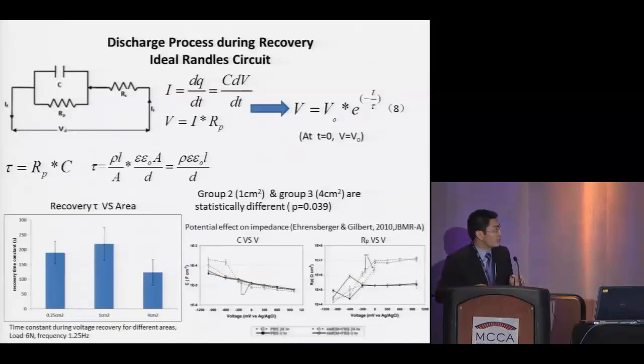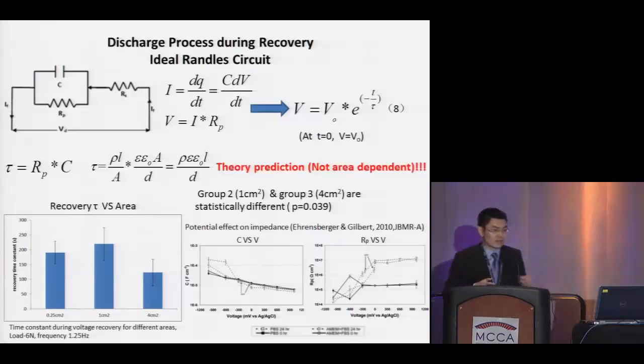Another interesting process is the discharging process during recovery. Once we stop fretting, the voltage will recover. From the RC circuit assumption, we can get equation 8, which describes how the voltage changes with time once the fretting is stopped. The interesting thing here is that the time constant of the voltage drop, which equals RP multiplied by C, is not area dependent based on our theory.